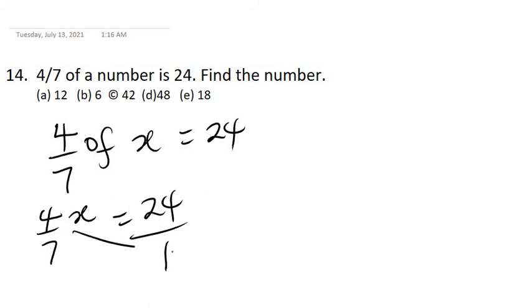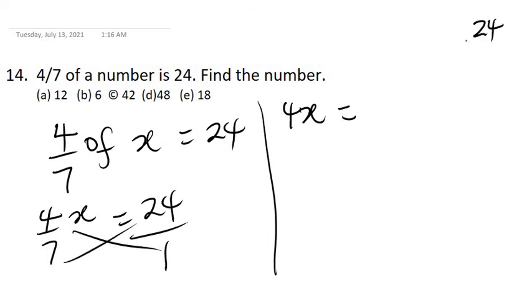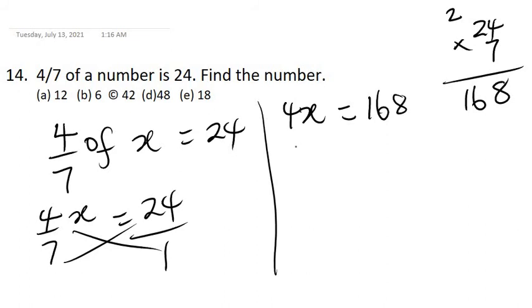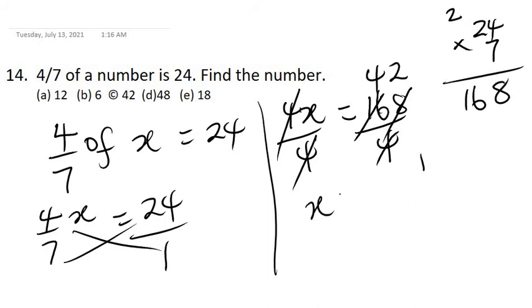So cross multiply. 4x times 1 will give me 4x equals 7 times 24. 24 times 7. 7 times 4, 28. 8 carry 2. 7 times 2, 14, plus 2, 16. So we'll have 168. Now divide both sides by 4 to get the number represented by x. 4 cancels 4. 4 into 16, 4. 8 divided by 4, 2. So the number which was represented by x is 42, which is B. Question 15.